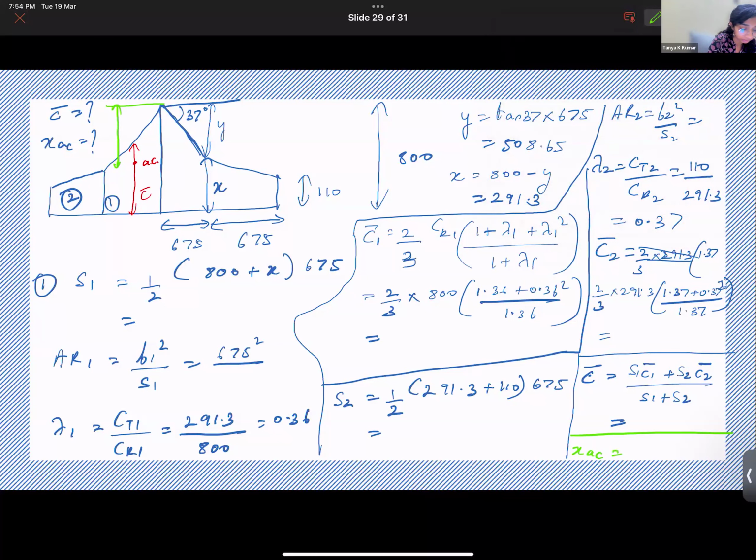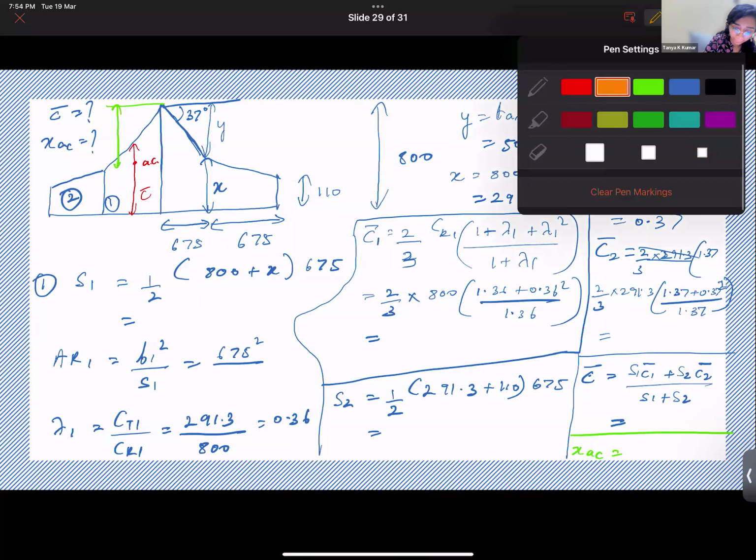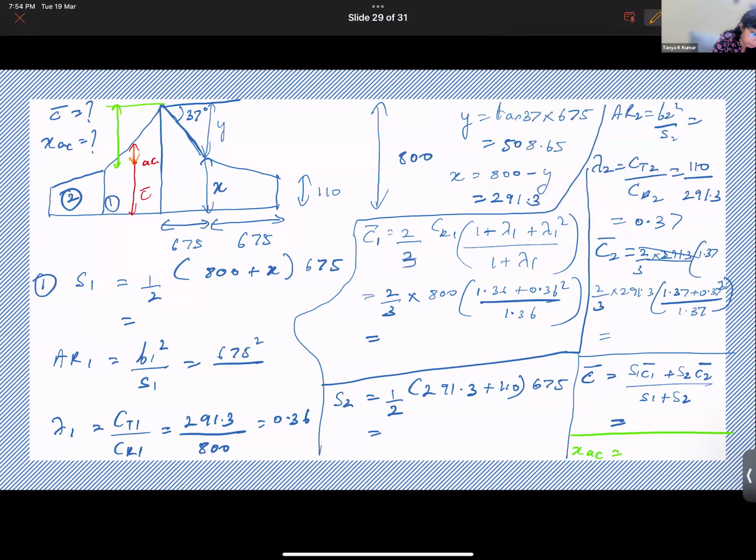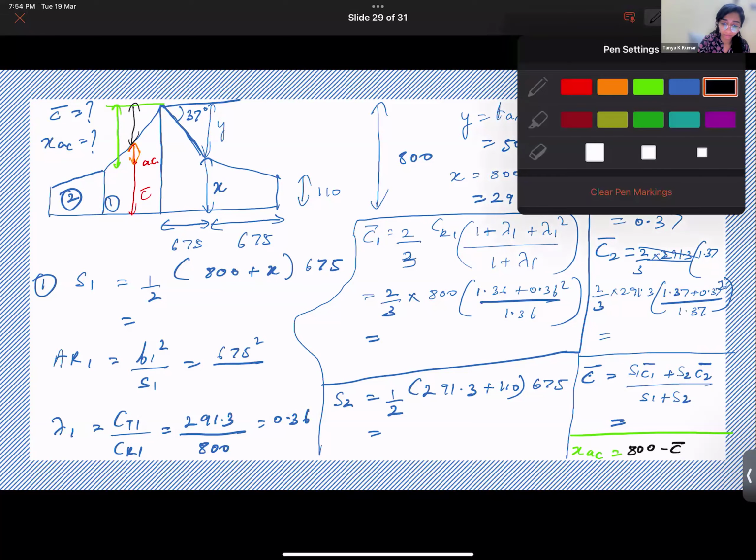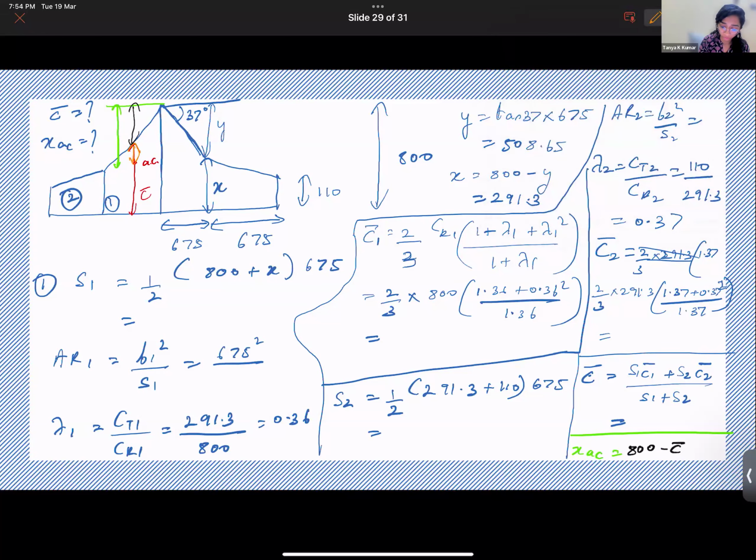XAC equals this small orange line plus this distance. So what is the distance in black? It is just 800 minus C bar. And the distance in orange is C bar by 4. Correct? So now you have all the formulae, just plug in the numerical values and come to the next session, and then we'll be able to solve it. All the formulae are written here. Is XAC clear?